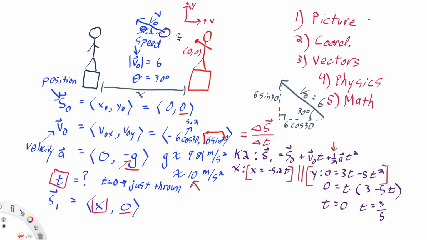The 3 came from this 6 sine 30 over here. Let me write that a little neater, actually. Which we got from breaking up our initial velocity into x and y components. And the sine of 30 degrees is a half. So our initial velocity in the y direction is 3.